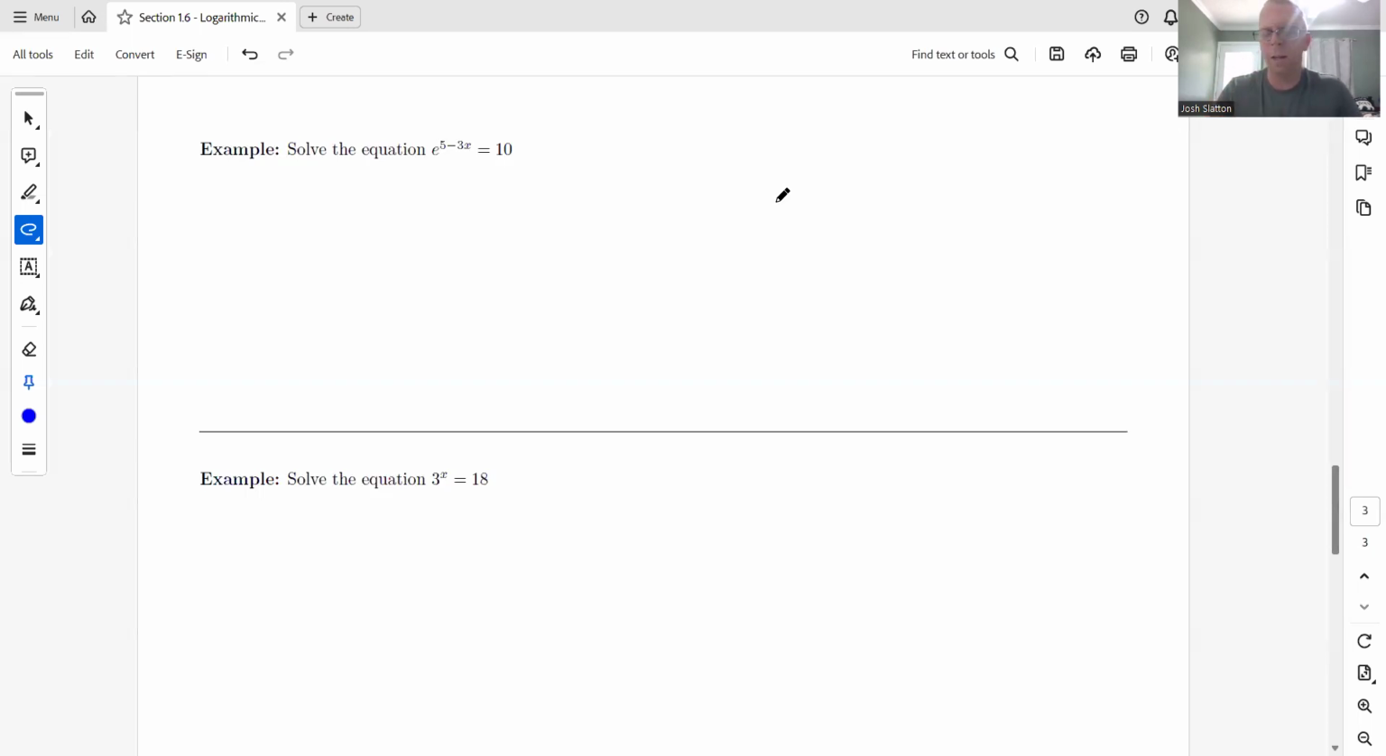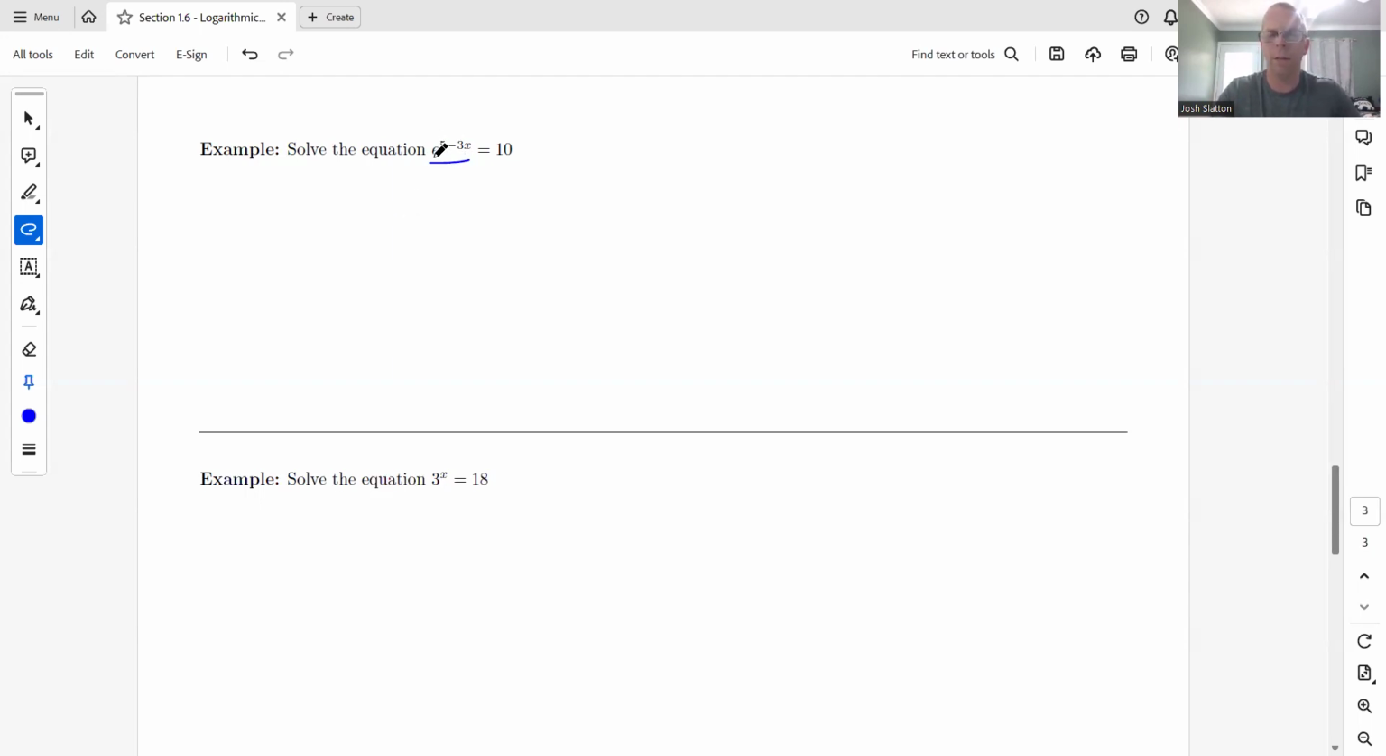So the first step you can kind of skip on a lot of these. The first step is you want to get either the exponential part by itself or the logarithm part by itself. So in this case, this is an exponential equation. This is the exponential part. It's already by itself, so you don't really have to do that. The next step is to take the ln of both sides.